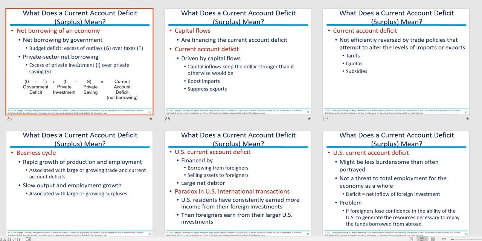So we have derived how Carabao arrived at this equation, and now let's talk in more granular detail and based on Carabao's insights about the meaning of a current account deficit.